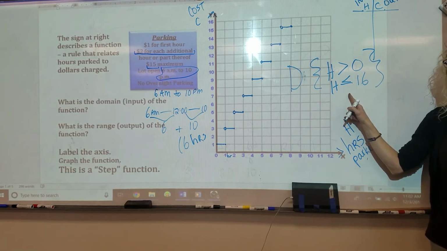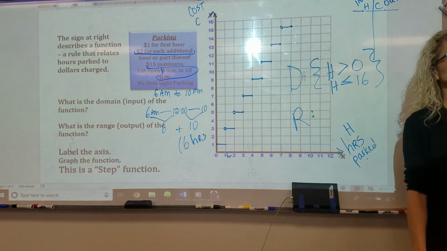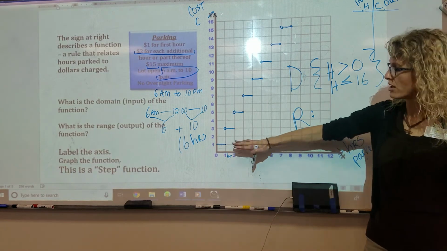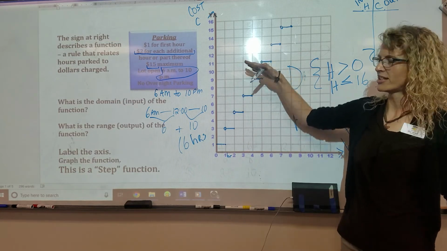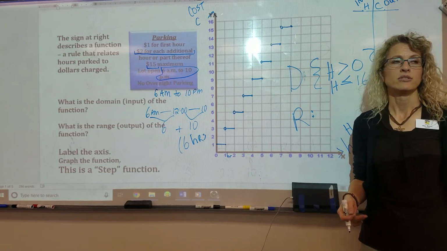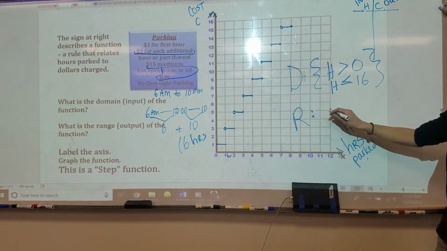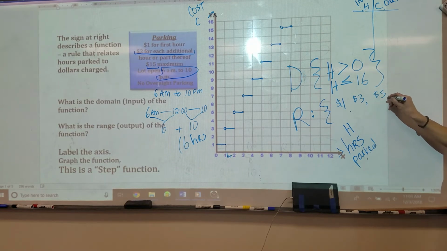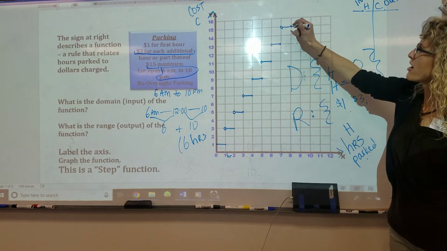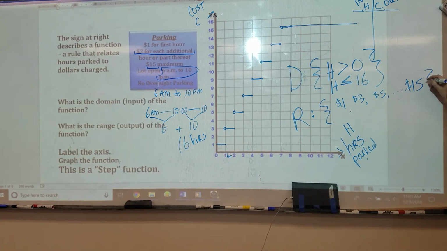That's my input. Based on my input, what are my possibilities for my output, or my range? Well, I paid $1, $3, $5, $7, $9, $11. Did I ever pay $2.50? No. Did I ever pay 75 cents? No, I only paid $1, $3, $5. So my range, in set notation, $1, $3, $5. And I maxed out at $15. $15 is the max. So these are my possible values for range.